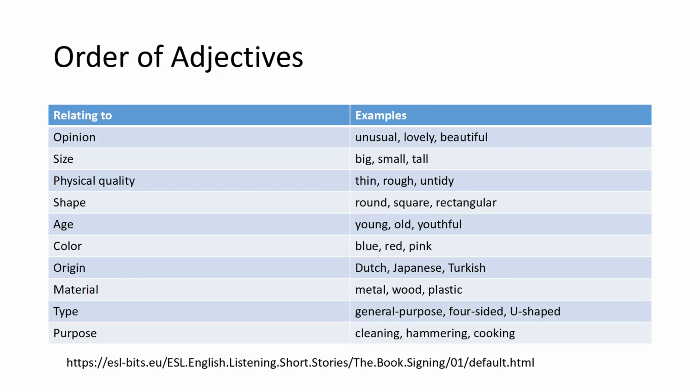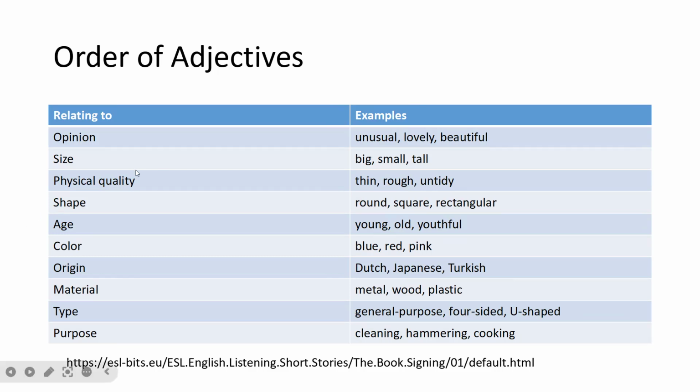Whenever you have a strong opinion about something, that's the first adjective that you put. So that would be number one. And we can say things like unusual, lovely, beautiful. Whatever your opinion is about something that you're describing, that should go first. The next thing that we have to use is size. So opinion first, size number two. We can say words like big, small, tall.